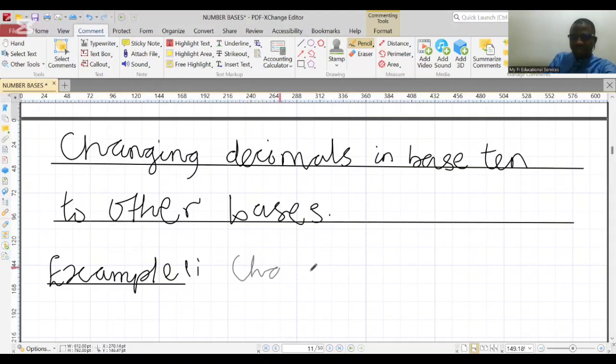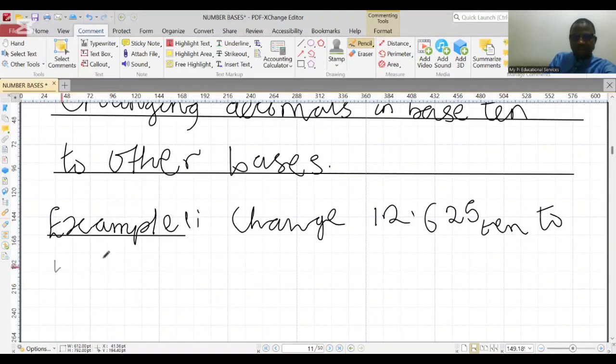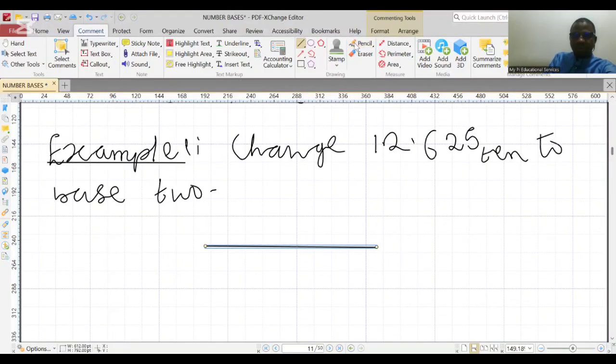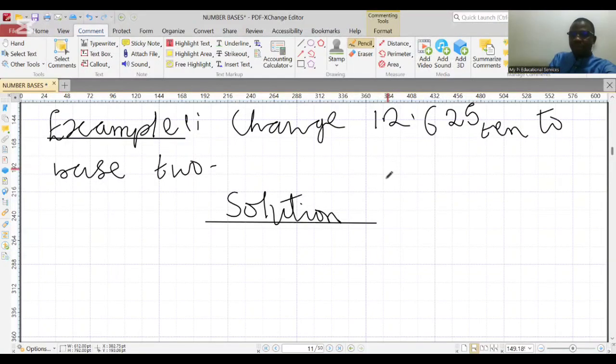We want to change 12.625 base 10 to base 2. So how do we change this? Now, the first thing we are going to do is change the whole part first. So let's have the solution. So change this 12 to base 2 first.